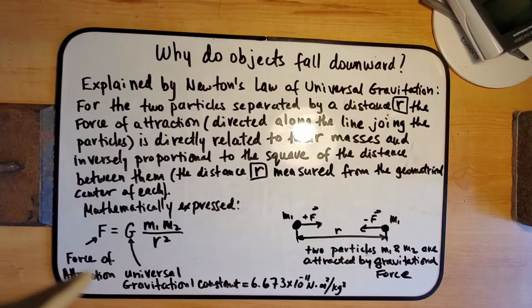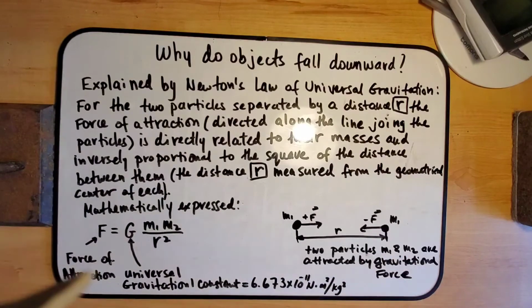This universal gravitational constant is constant everywhere in the universe. It is the same value, and so it will always be given to you when solving problems. What's important here again is that as long as you have two particles having certain masses, they always have some force of attraction, or gravitational force.